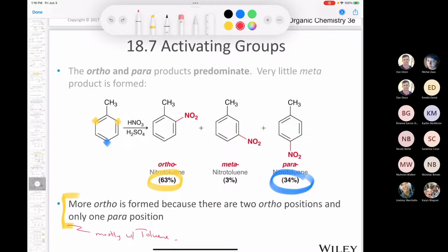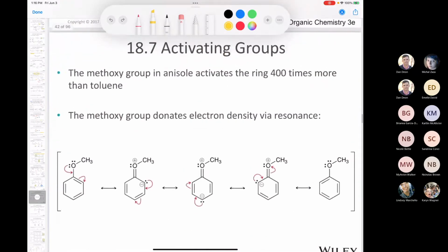So why don't we take a look at an example where we have one substituent that can donate electron density, but something that's even bigger than a methyl group, and something that can donate even more electron density. So let's turn our attention to anisole.